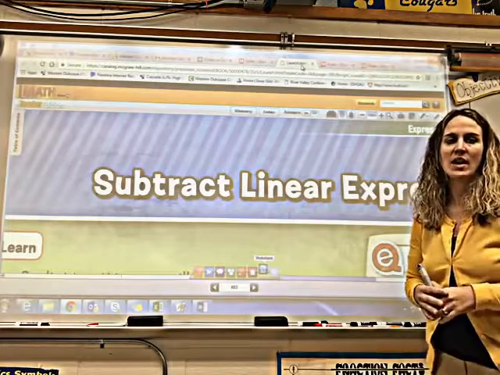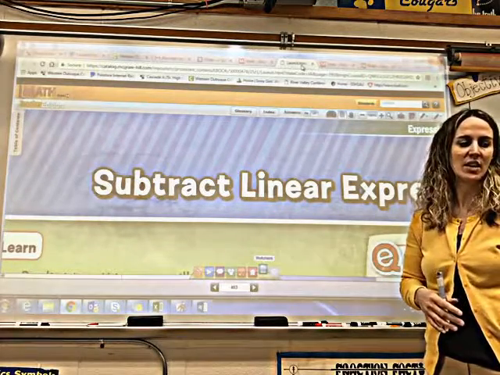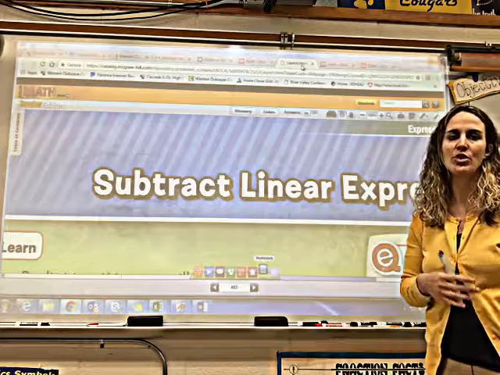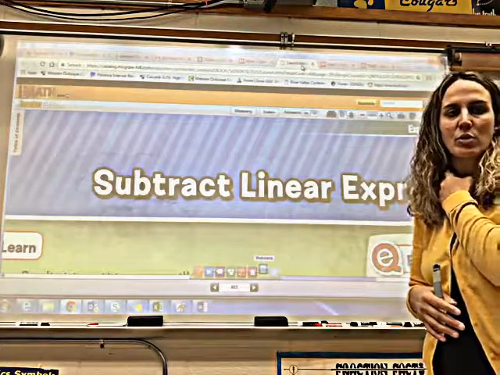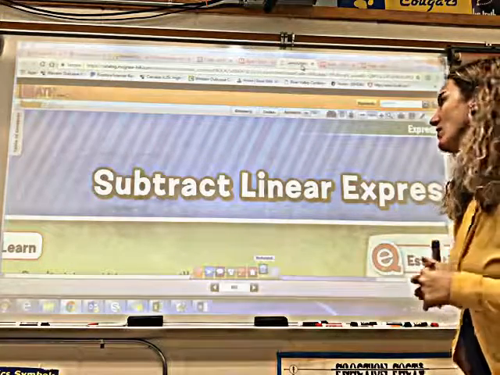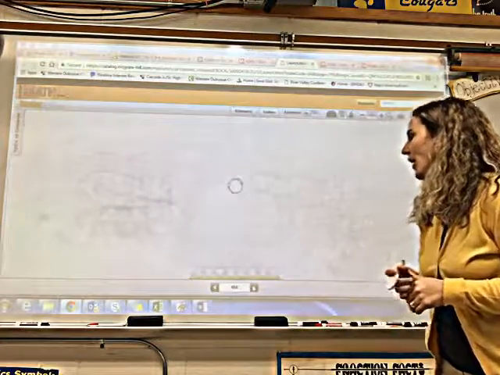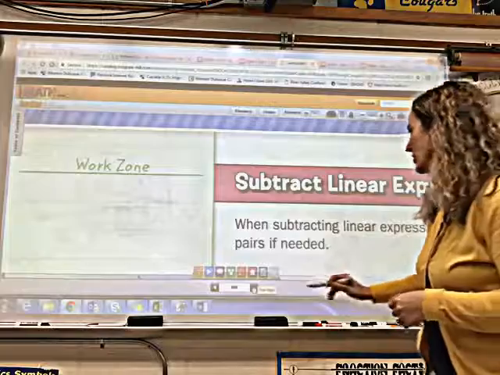For today, lesson 7 is going to be on subtracting linear expressions. Your objective is going to be able to subtract linear expressions when you're given those at the end of this lesson. We're going to go ahead and jump to page 404 to start off with.